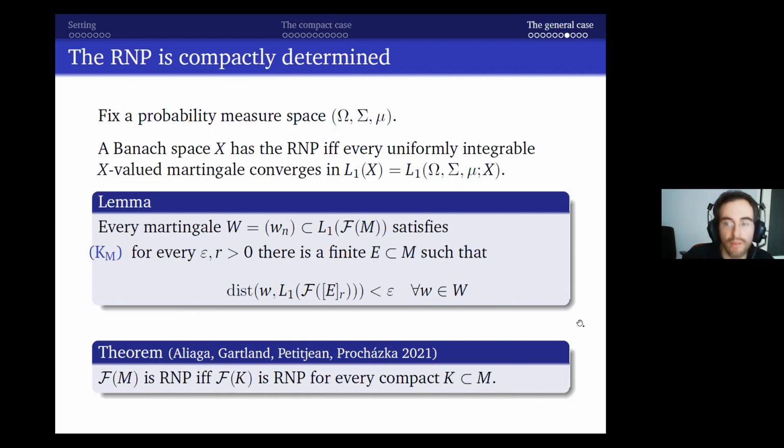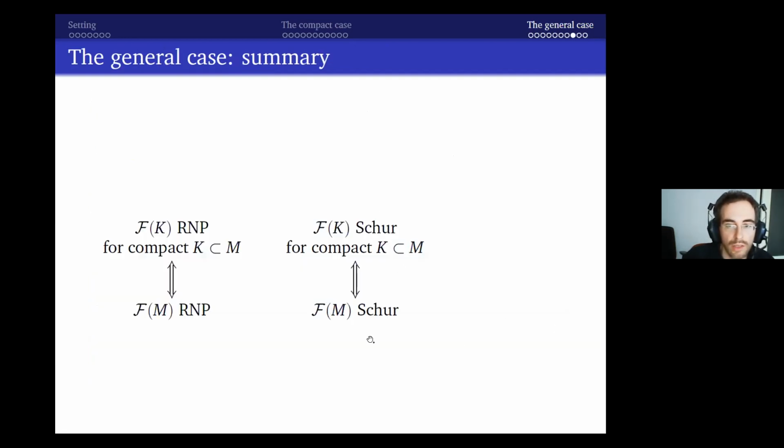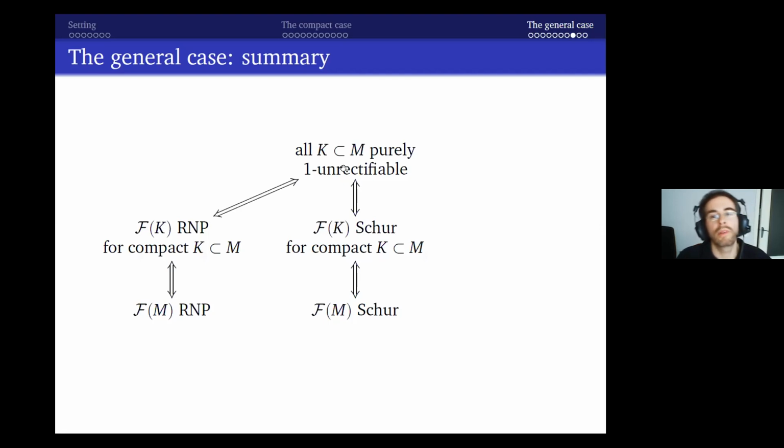And now that we have this, we can put all of this together in a big picture. So the Schur property for free spaces is the same as every compact subset satisfying it. Same thing for the Radon-Nikodym property. We already showed that this is equivalent, in fact, to every compact subset K of M being purely one-unrectifiable. But pure unrectifiability is also compactly determined. So of course, because it's given by containing or not containing curve fragments, which are compact sets. So this is also equivalent to pure unrectifiability.